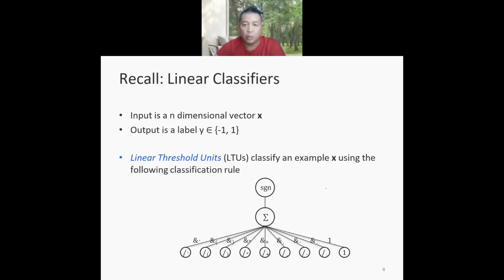For this one, we will use the linear threshold unit to classify an example X using the following classification rules. Depending on the input that you have, they will multiply all the values that you have, and it will produce a sign, positive or negative, depending on the value of your final computation.